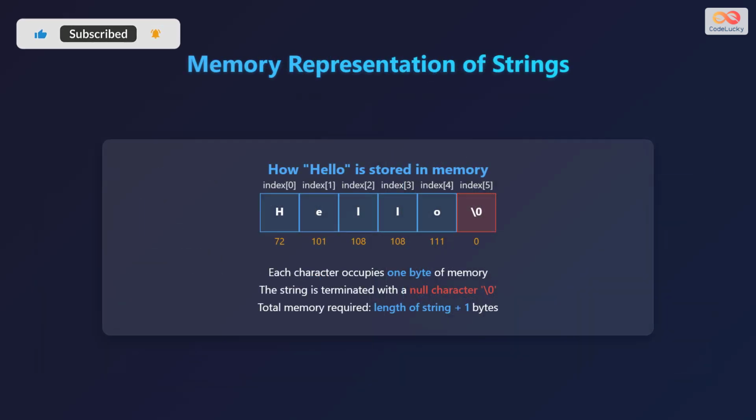Let's delve into how strings are stored in memory. Consider the string hello. Each character in the string occupies 1 byte of memory. The string is terminated by a null character, represented as \0, which also occupies 1 byte. Therefore, the total memory required to store a string is the length of the string plus 1 byte for the null terminator. So H is stored at index 0, E at index 1, L at index 2, L at index 3, O at index 4, and the null character at index 5. The ASCII representation is also given.